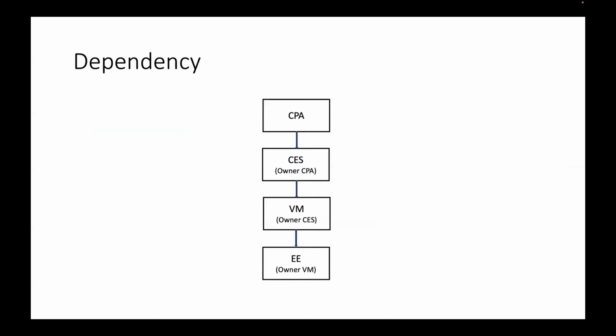Perfect. Another thing we have done is use the Kubernetes dependent concept, wherein we have added dependencies on the objects. So the CES object will have an owner reference as a CPA object, and the virtual machine will have an owner reference as a CES object, and so on. In that way, if the user removes the CPA object, Kubernetes will make sure that all its child objects are removed automatically. So we use Kubernetes constructs to achieve this, adding dependencies on each object.